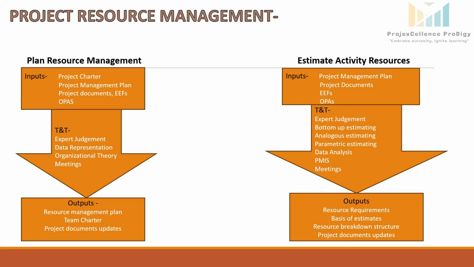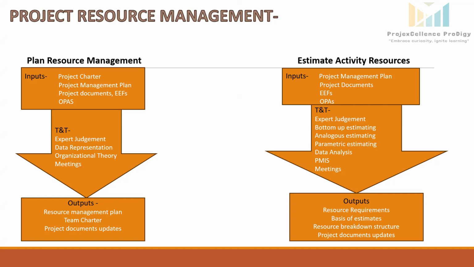Coming to the tools and techniques. Expert judgment: we can consult experts to estimate resources accurately. Bottom up estimating: in this technique we estimate the team and physical resources at the activity level and then aggregate them to develop the estimates for work packages, control accounts, and finally for the complete project. Analogous estimating means we can take information regarding resources from a previous similar project for estimating our current project. Parametric estimating: this technique is a simple mathematical calculation in which we use a statistical relationship or algorithm to estimate the resources.